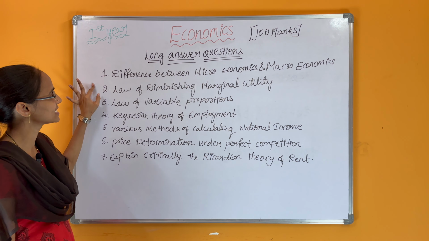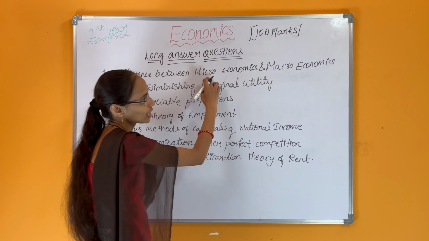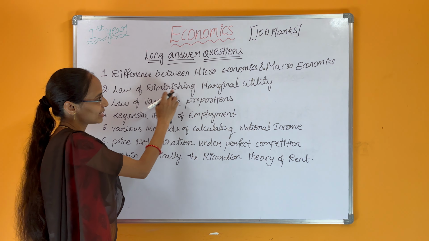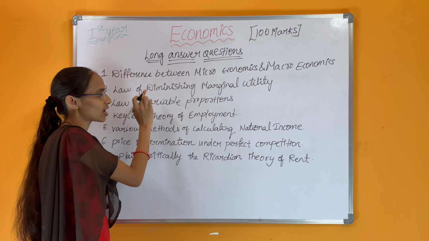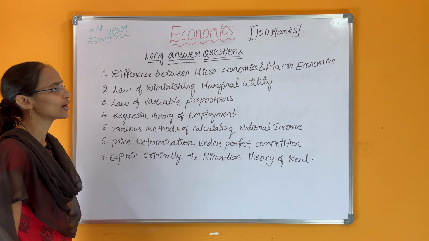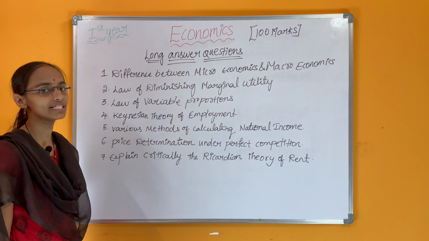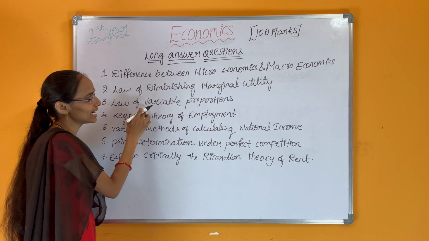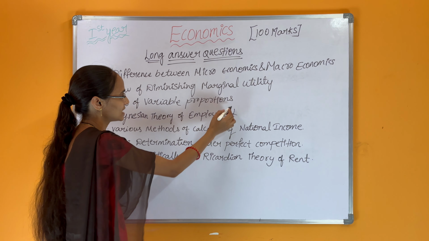Now the first question is the difference between microeconomics and macroeconomics. Next is the law of diminishing marginal utility. Under this law of diminishing marginal utility, you have to read limitations and importance also. The next is explain the law of variable proportions.